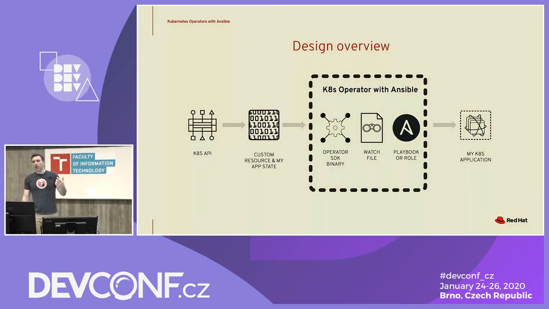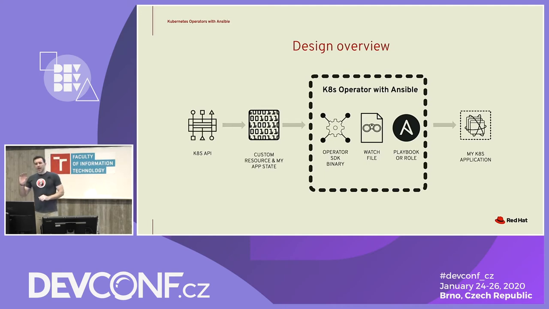This is the overview of what a Kubernetes operator using Ansible looks like. Everything's generally the same, except if you look at what's in the dotted box there, what's inside the operator. There are three significant parts you want to be aware of. There's the operator SDK binary. This is a generic Go binary that our engineers have written that goes in there. It gets packaged up when you do a build. You don't need to think about it.